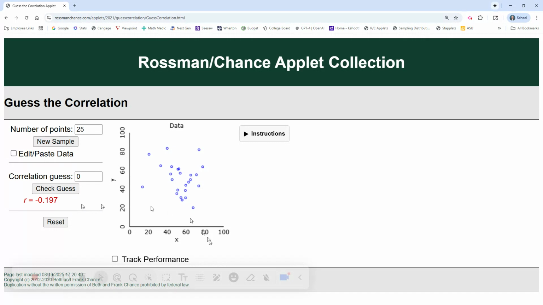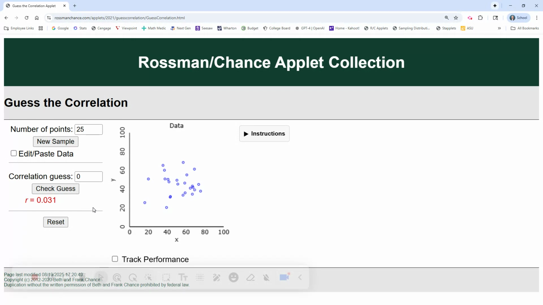It's a -0.197. They tend to go down. It's not that obvious and it's not that strong. Let's look at another one. Ooh, that's a tough one. What do you think? Negative or positive, and is it very strong? What's your guess?